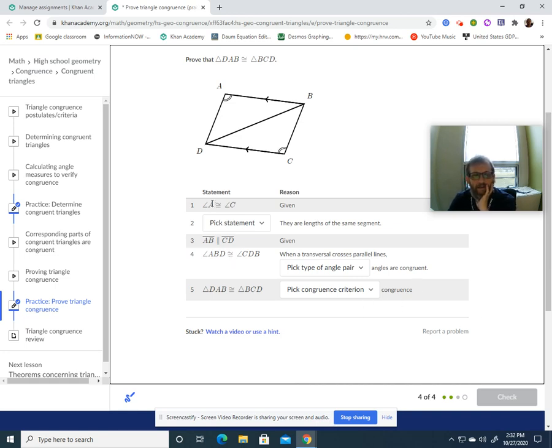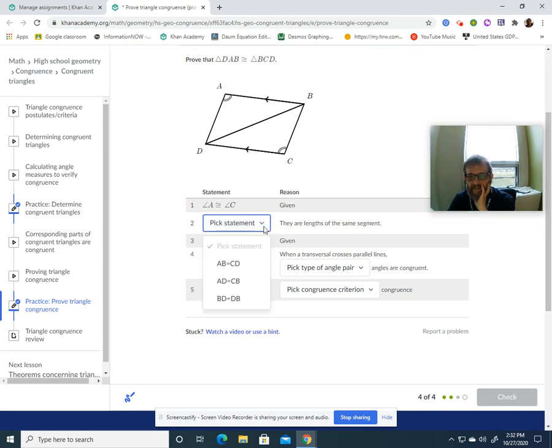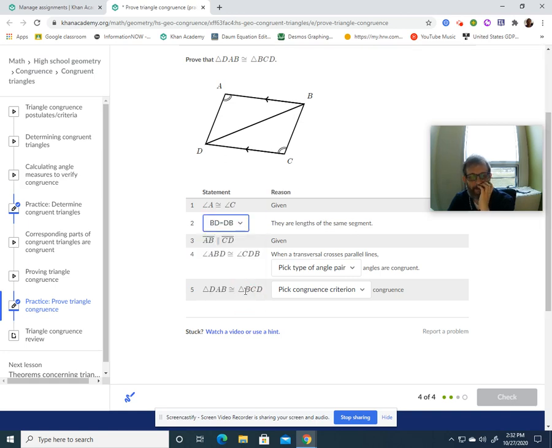All right. Angle A is congruent. We were told that. They are lengths of the same segment. Well, that's got to be BD again. They're talking about BD being equal to BD. Yeah, they're the same thing.